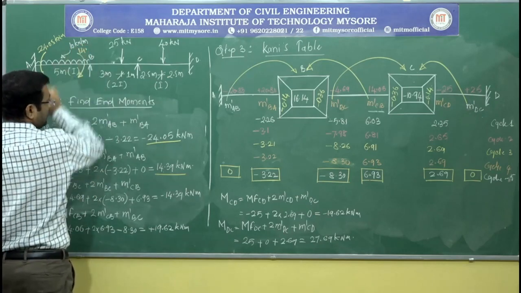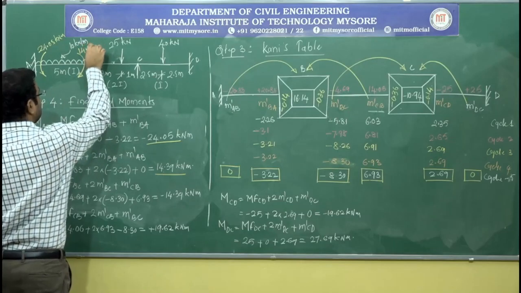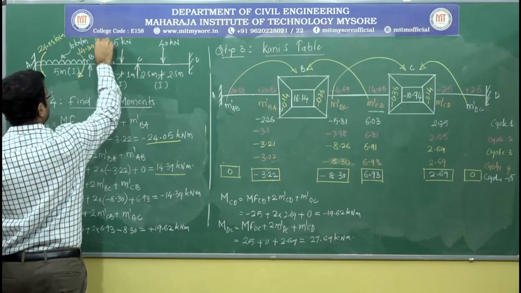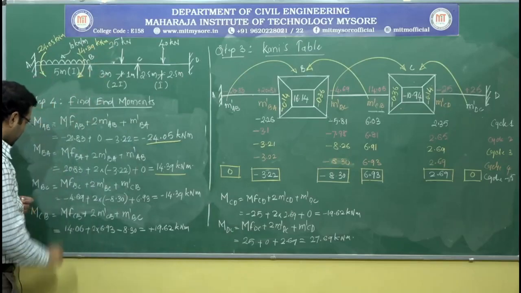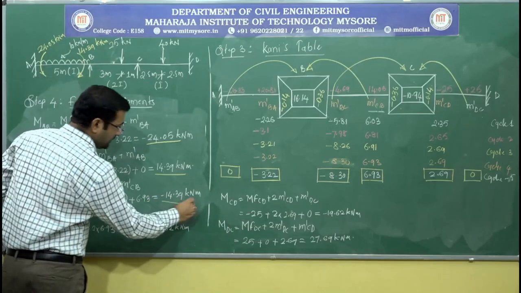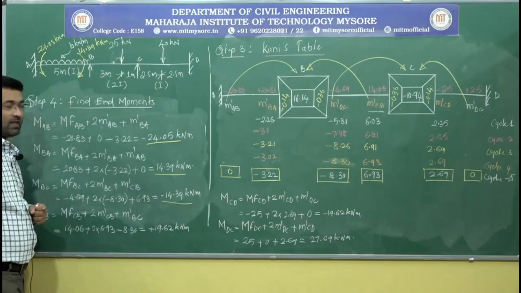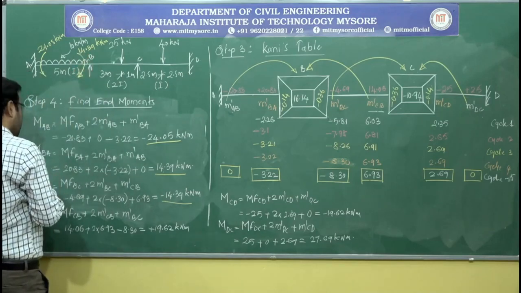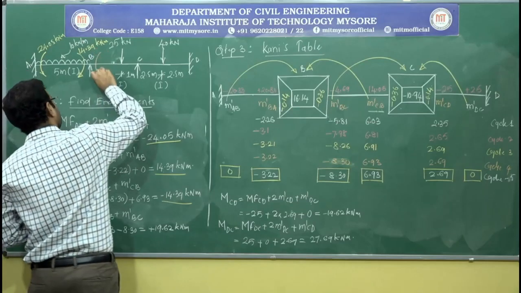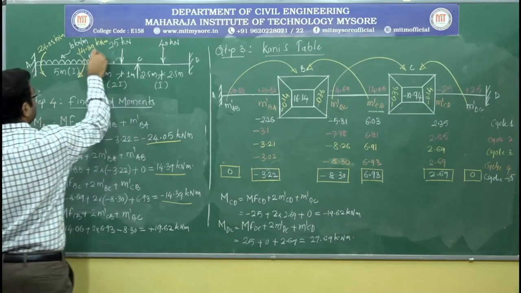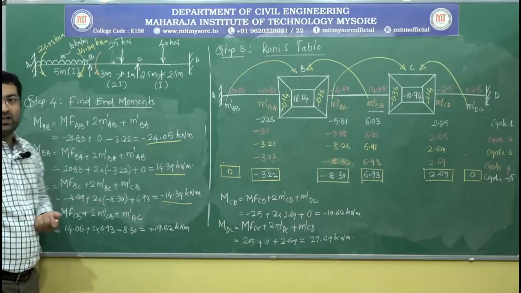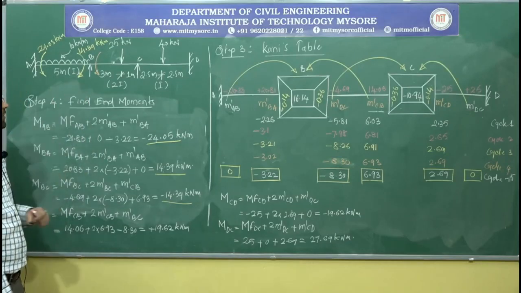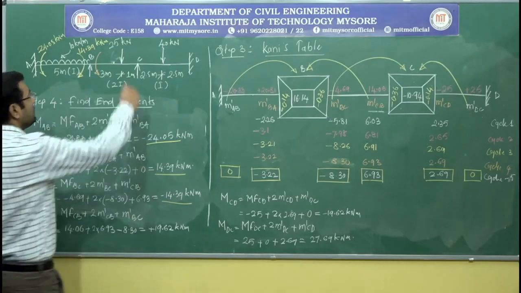It is 14.39 kilonewton meter. So MBC is the same value but opposite in direction, anticlockwise. So here it is clockwise. Next I will represent this. You can see here it is anticlockwise, but the magnitude will remain the same, equal and opposite. So the joint is in the equilibrium position.